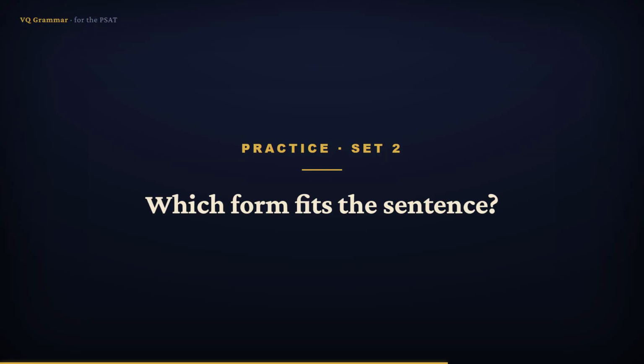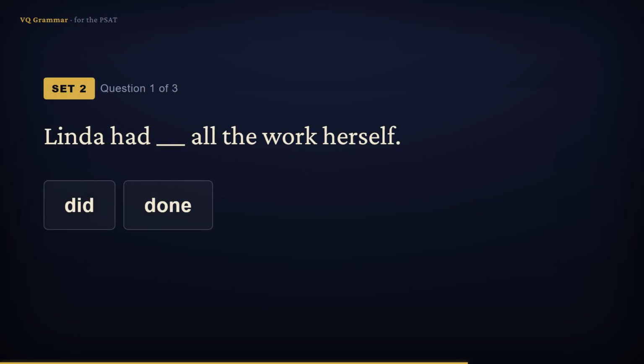Three more. Same plan. Hunt for have, has, or had. A helping verb means the participle. No helping verb means the plain past. Pause and try each one.